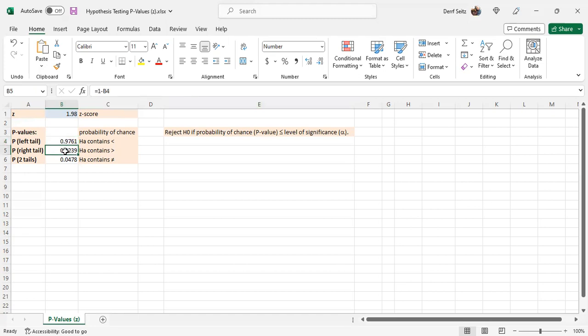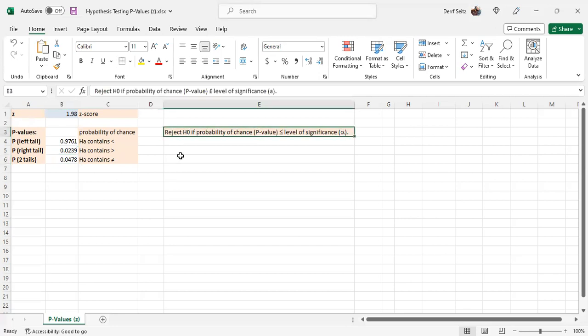The right tail is 1 minus B4, and the two tails is a conditional. If the z-score is less than 0, then use 2 times the left tail. Otherwise, use 2 times the right tail.